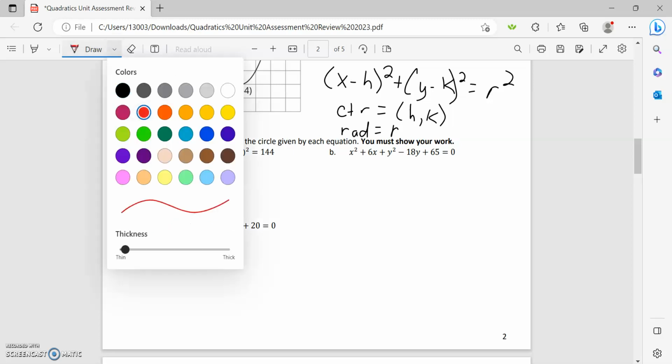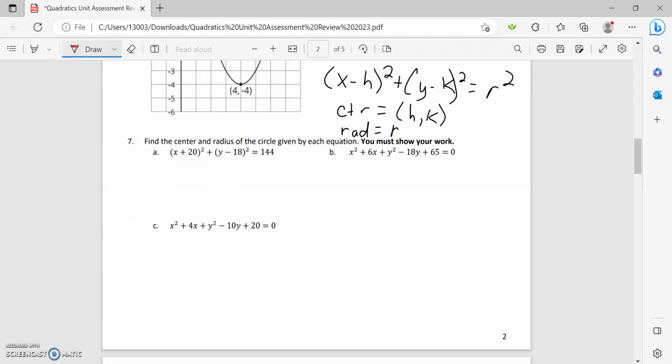So with this first problem, we see that it's already in this nice factored form, what we call the standard form of a circle. So we see that the h must be negative 20 because we're trying to get x minus h. We want this thing to look like x minus h. Right now we have x plus 20. So what we really have to do is say x minus h, which is negative 20, which gives us x plus 20, which is what we're going for. Right, so x plus 20 really means that h is negative 20.